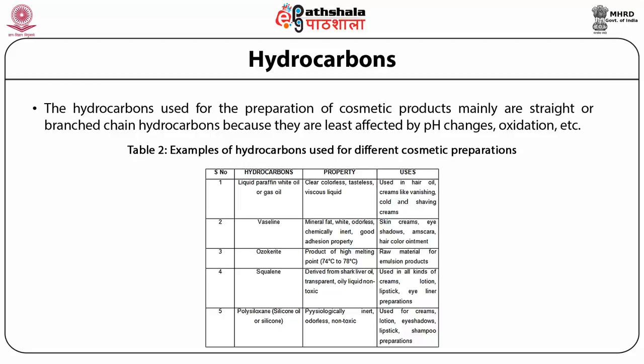Number 3, ozokerite. It is a product of high melting point between 74 to 78 degrees centigrade. It is used as a raw material for various emulsion products. Fourth, squalene. It is derived from shark liver oil and is a transparent, oily liquid which is non-toxic. It is used in all kinds of creams, lotions, lipsticks, and eyeliner preparations.